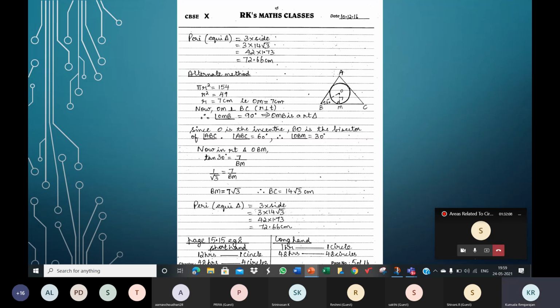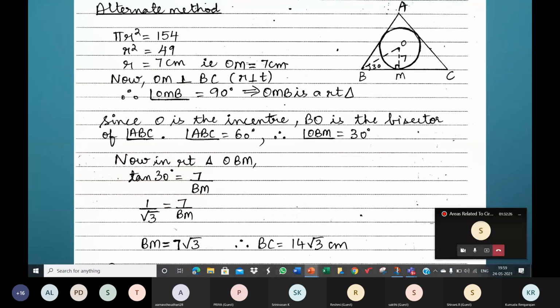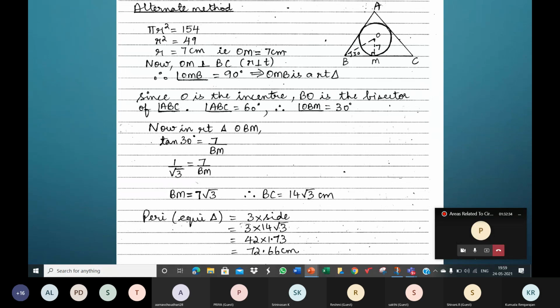So here we had to answer the perimeter, children. I have found the area extra, but we just have to answer the perimeter. And here you can see the alternate method using trigonometry. Have a look at it and then I'll get back to you. You will have a few questions as you're going through the working. Ask your questions later.